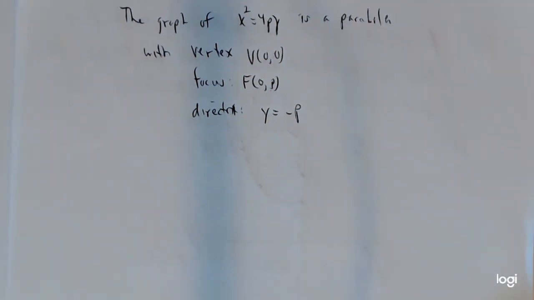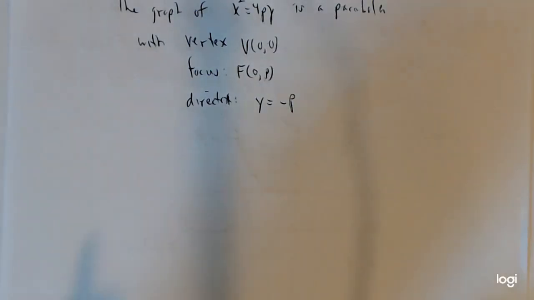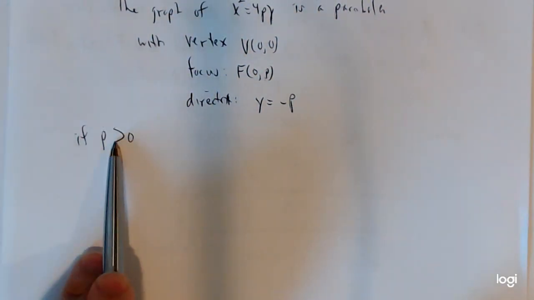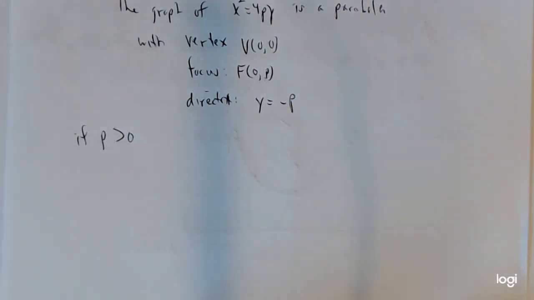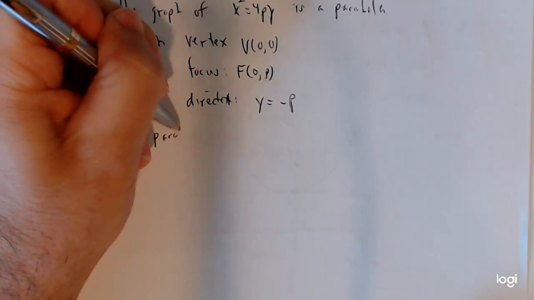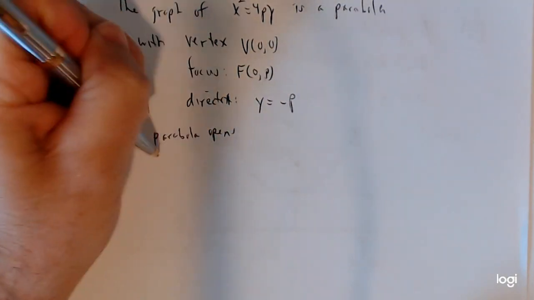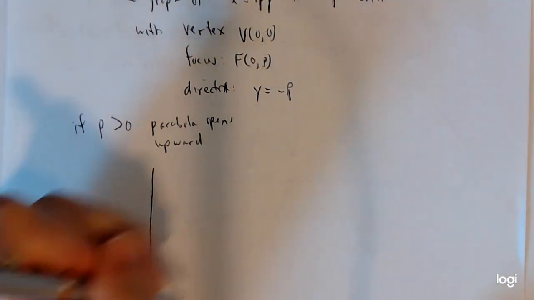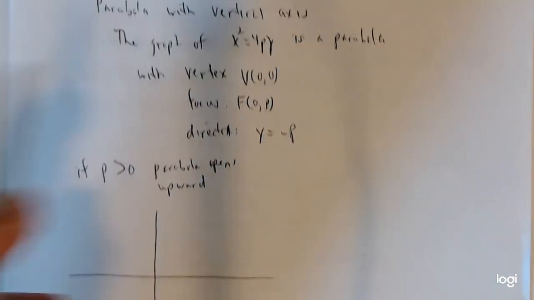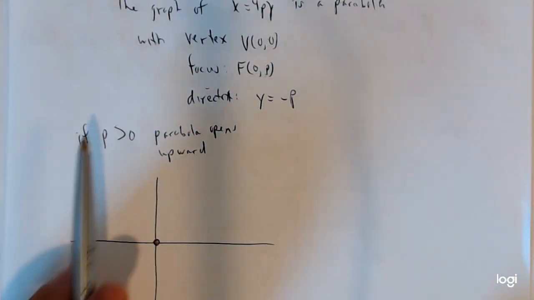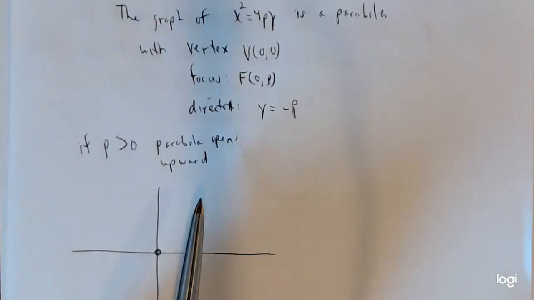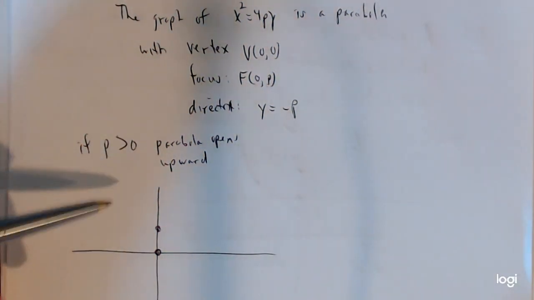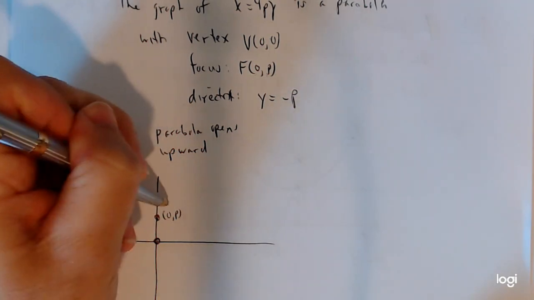Okay? So with that said, now there's two possibilities. What we could say is the following: if p is greater than 0, that means if p is positive, then what is it that we know? The parabola opens upward. It'll be something like this. We know that if I have x squared equals 4py, the vertex is at the origin. If p is positive, what does that mean? To get to the focus, I have to move (0, p), and if p is positive, it's going to put me up. I'm going to be moving up, right? So this will be (0, p), which is our focus.